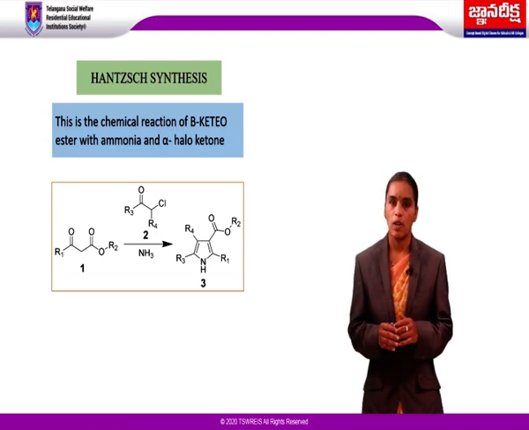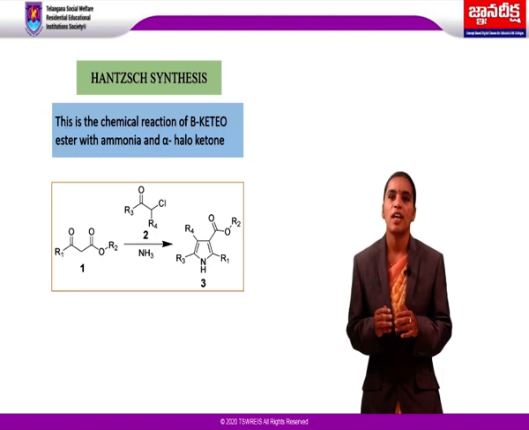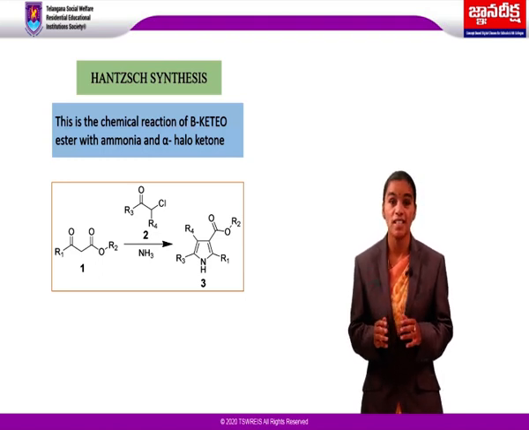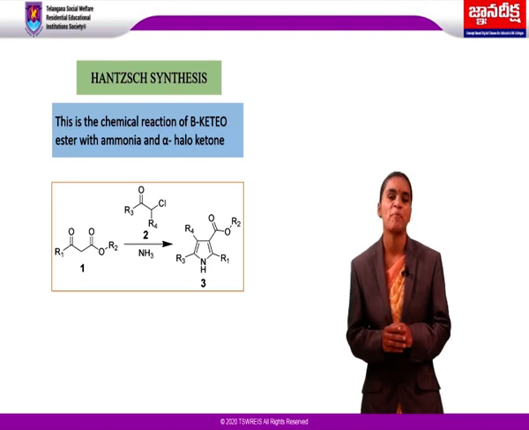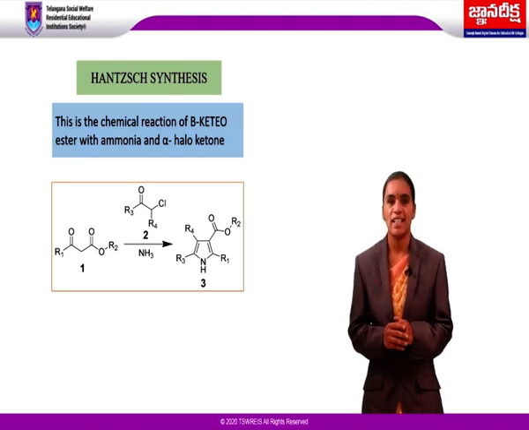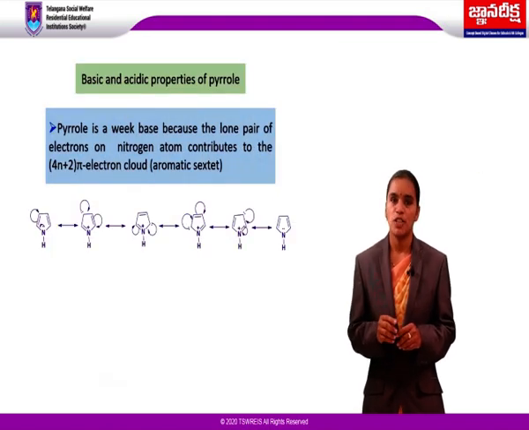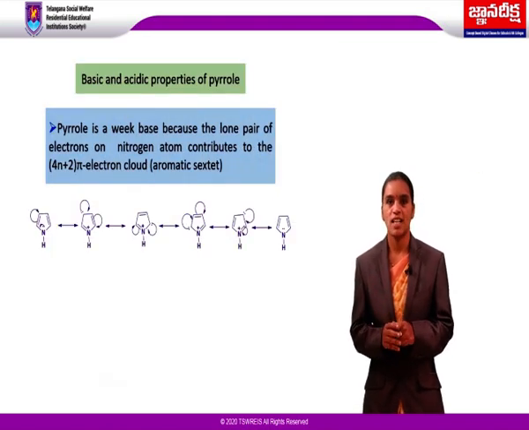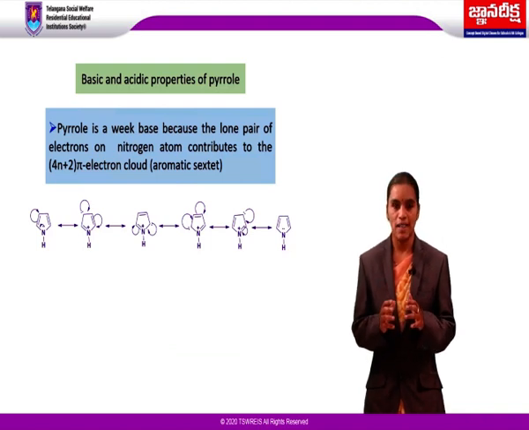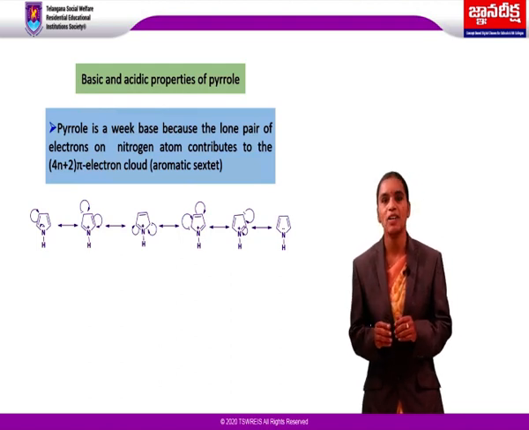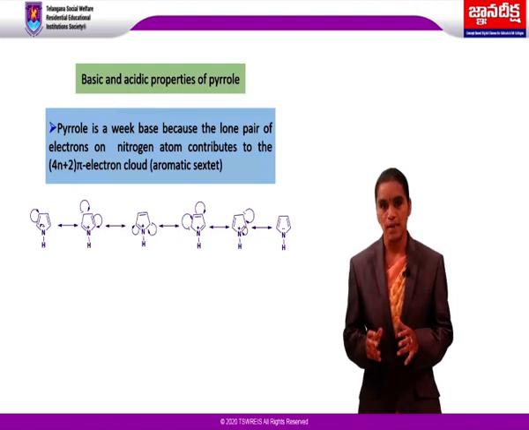But the non-bonded electron pair present on the nitrogen atom is involved in the 4n+2 pi electron cloud, which means it's involved in resonance. Look at the screen. Here you can see the delocalization of the electron pair. Due to this delocalization, the electron pair present on the nitrogen atom is not available to donate at all times. So pyrrole can act as a weak base.